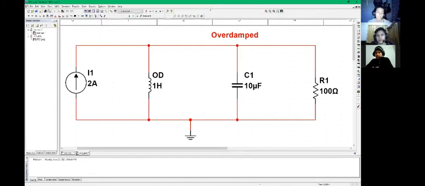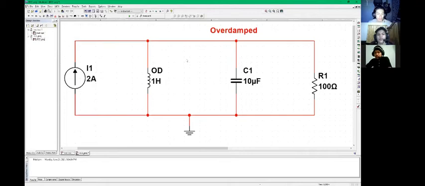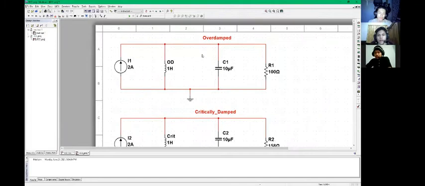Assalamualaikum warahmatullahi wabarakatuh. My name is Ahmad Haris Daniel, and I will be presenting the simulation. For the simulation, we are required to construct three circuits to simulate overdamped, critically damped, and underdamped cases.